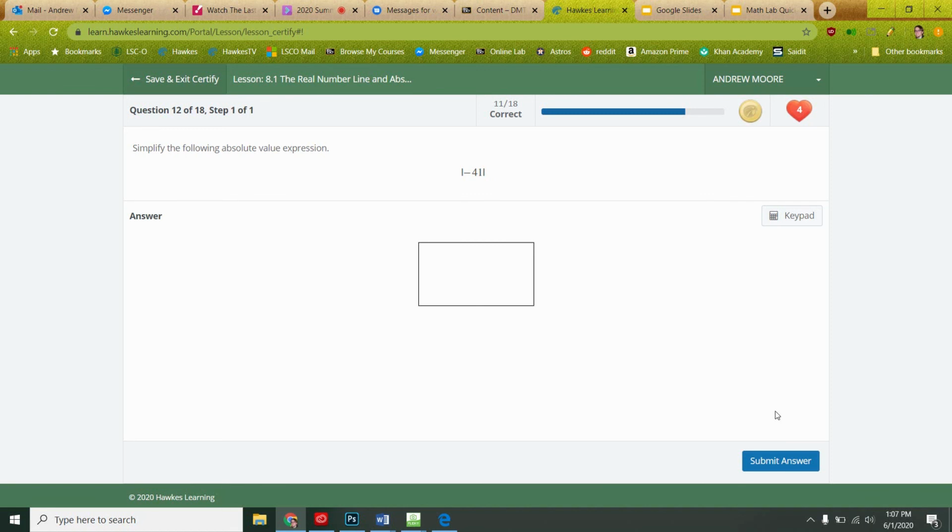The absolute value of -41. Remember, absolute values just turn things positive, so that number just turns into 41.